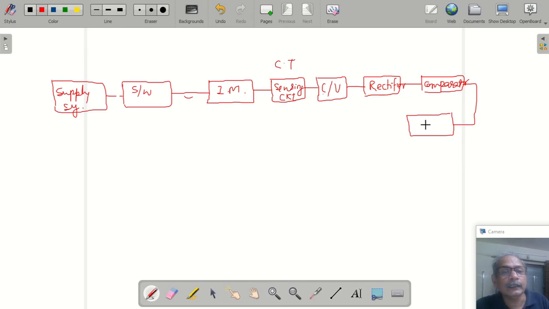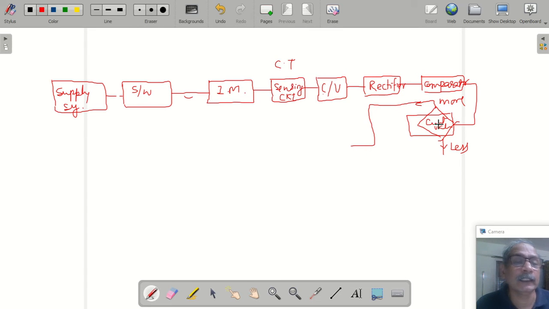After getting the comparison, yes or no, set means the current value is more, or less. If it is less than the set limit, no problem. Clear? If it is more, what do we have to do? We have to generate the signal. It will generate the signal. So this signal, what will it do?